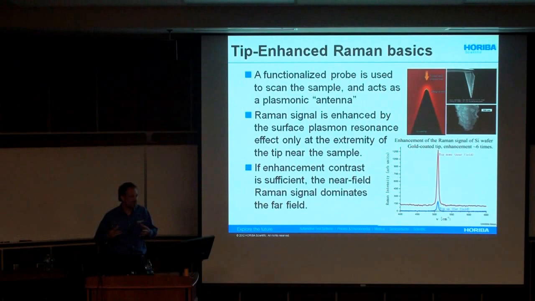So here we have an example of a spectrum. When the tip is up, we see a little spectrum from the far field. And when the tip is down, so when the tip is close to the sample, then we have the enhancement and the resonance effect, which promotes the signal only from that location. And by scanning the tip, we can then generate an image.